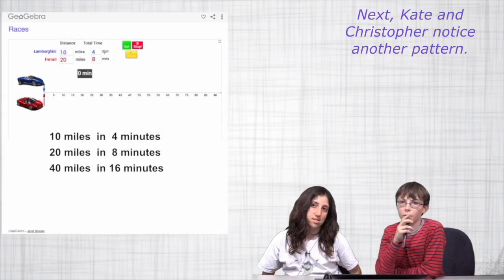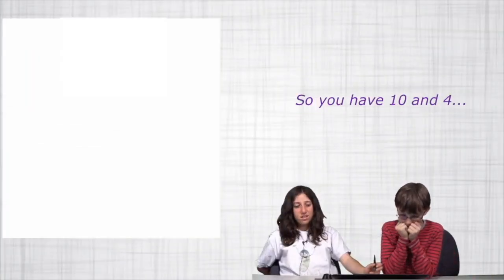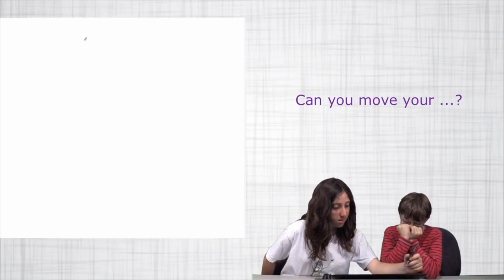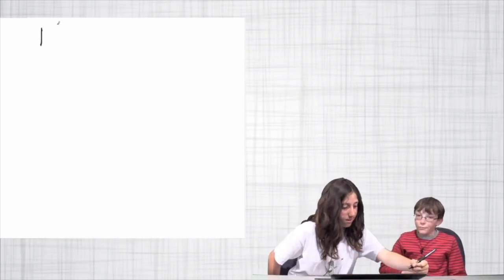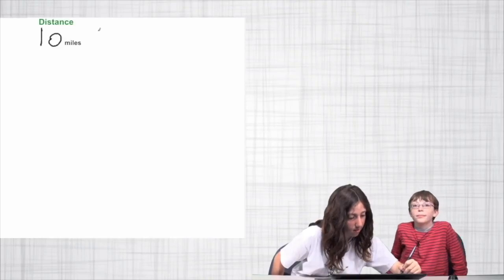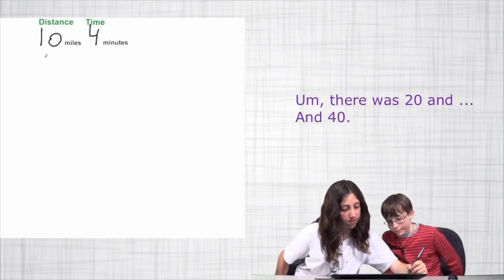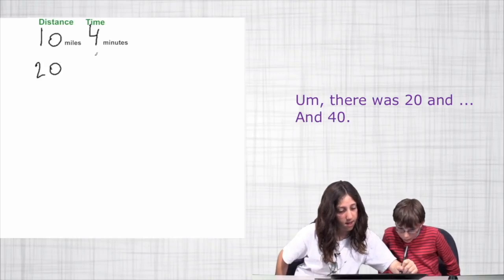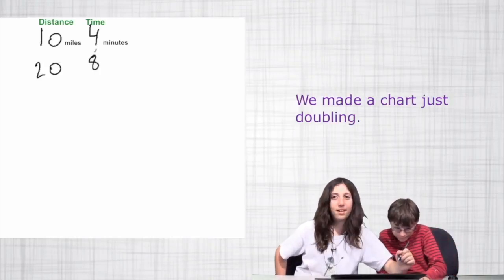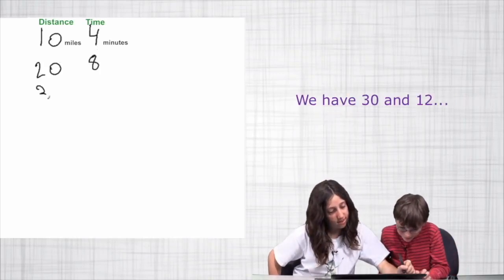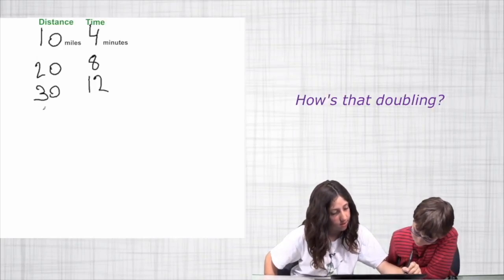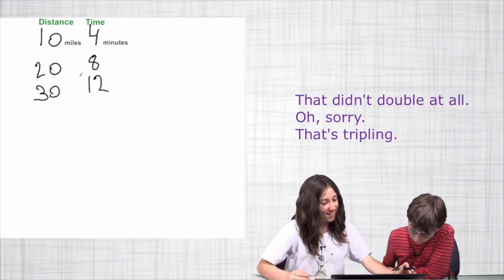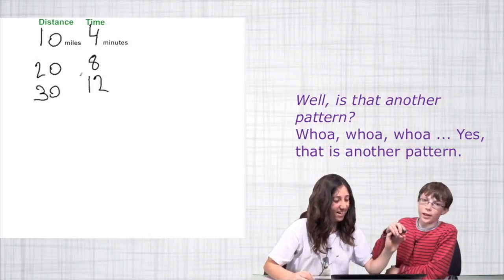Next, Kate and Christopher notice another pattern. We just keep track of our same speed values. So you have 10 and 4. What's another pair? There was 20 and 8, you can make a chart just doubling. And then 30 and 12. How's that doubling? That didn't double at all, sorry. That's triple. Is that another pattern? Yes, that is another pattern.